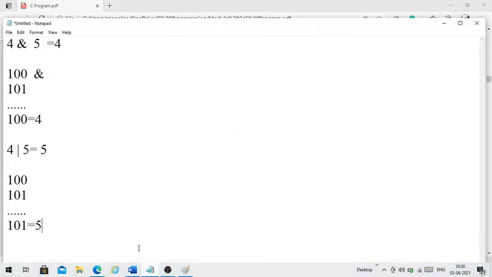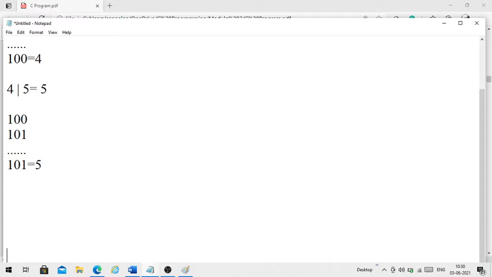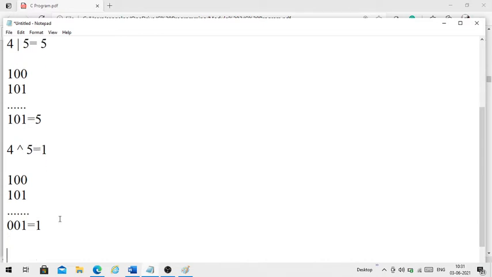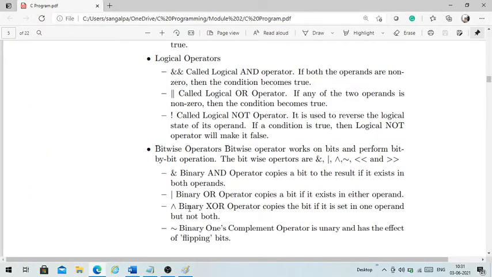If I perform the binary XOR operator, what will I get? I will check 4 XOR 5. 4's binary is 100 and 5's binary is 101. I want to perform the operation. Both are 1, so it's 0. Both are 0, so that's 0. And for 0 and 1, the result will be 1. So 001, its corresponding decimal equivalent is 1. So if I perform 4 XOR 5, I will get the result 1. This is the binary XOR operator.